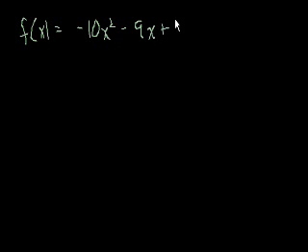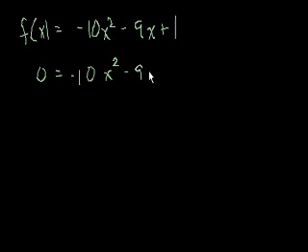Let's say we had f of x is equal to minus 10x squared minus 9x plus 1. Well, when I look at this, even if I were to divide by 10, I would get some fractions here. It's very hard to imagine factoring this quadratic. But let's set it to 0, because we want to find out what x values make minus 10x squared minus 9x plus 1 equal to 0.